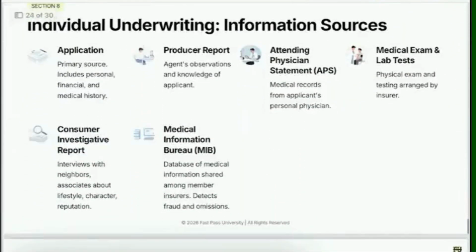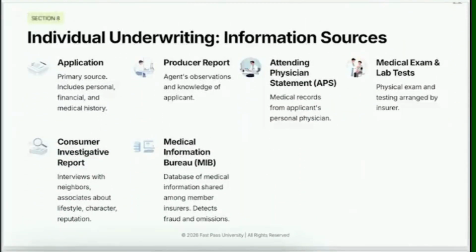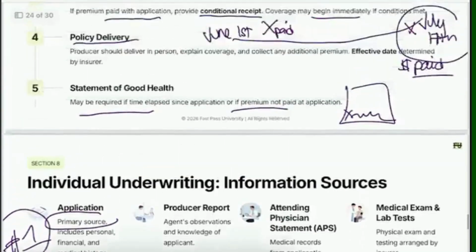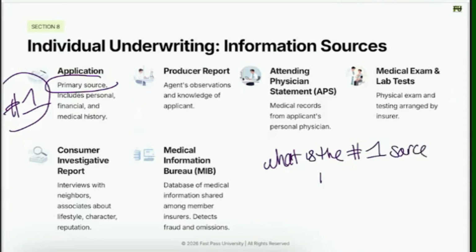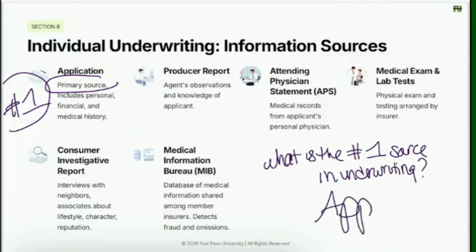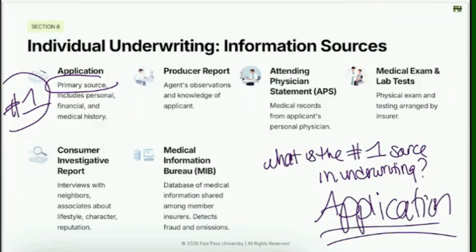All right. Individual underwriting information sources. The number one primary source of underwriting is found in the application. That is why there are a lot of term policies and things like that that can be issued just on the application alone. Okay, so if they ask you what is the number one source in underwriting? Application. I always thought, God, it should be the MIB, right? That's their actual medical background, but no, it's the application.